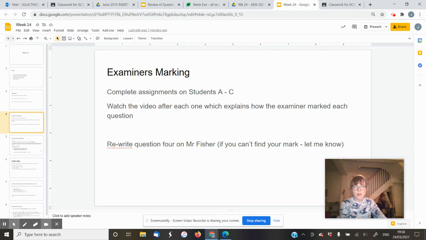Let us know if you can't find your mark. I think we've sent out most of your feedback forms again to you already. But if you can't, do let me know. And again, you only need to do this if it's something that you want to improve. If you've got a good mark, you don't need to worry about it. So pause now and do those 3 students.